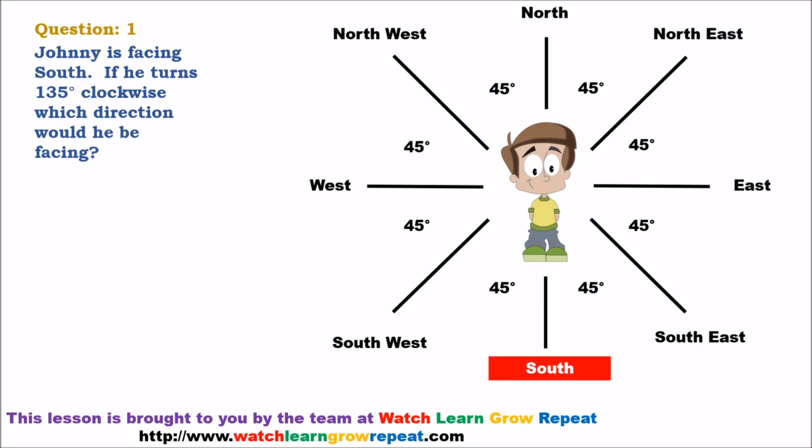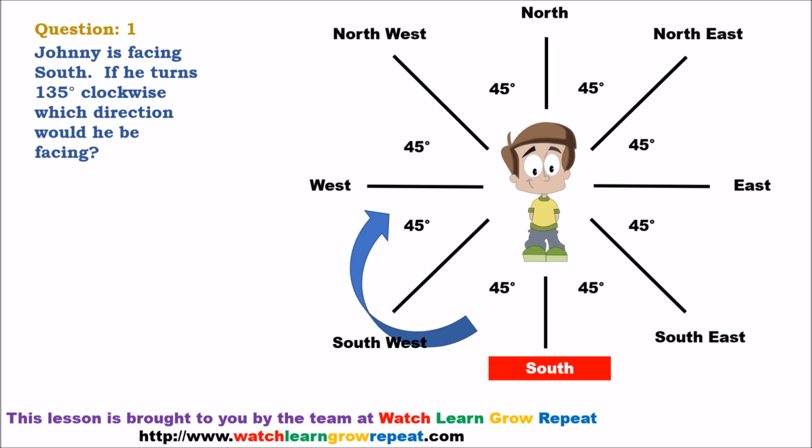We also see the direction in which Johnny is rotating. The question says he's turning clockwise, so the blue arrow is showing the clockwise rotation. Now, the next step is to look at how many degrees he's going to be turning. The question tells me he is turning 135 degrees.